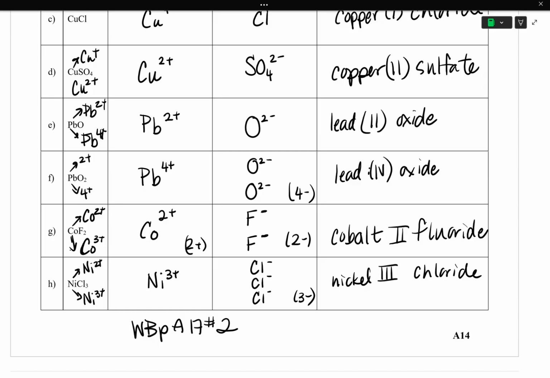Okay. So finish workbook page A16 number 2, but now you can add workbook page A17 number 2. Okay, tomorrow we're going to move into the formula. So how do we go from the name to the formula? So we're going to go in the reverse. Have a great day.